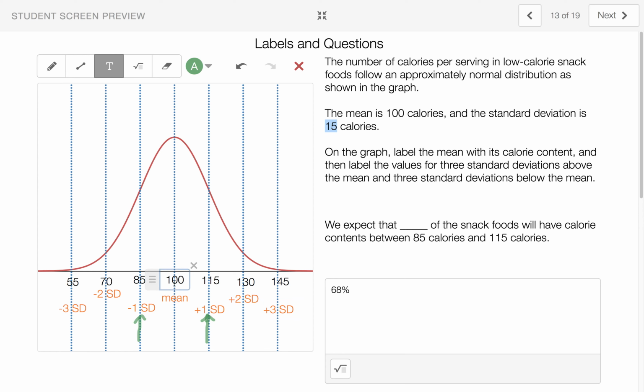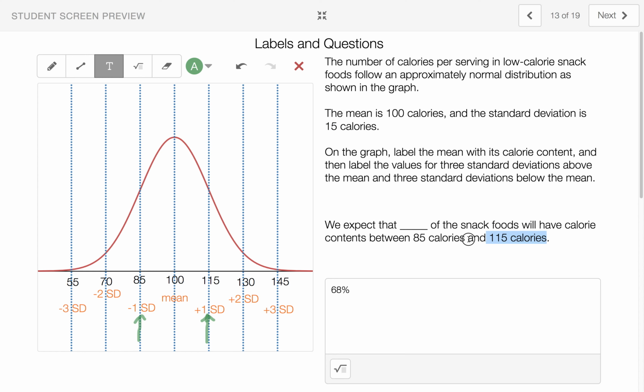To go below the mean, we subtract instead of add. 100 minus 15 would be 85. 85 minus 15 more would be 70. 70 minus 15 would be 55. So that's 1, 2, and 3 standard deviations below the mean, and everything on here would be labeled as calories.